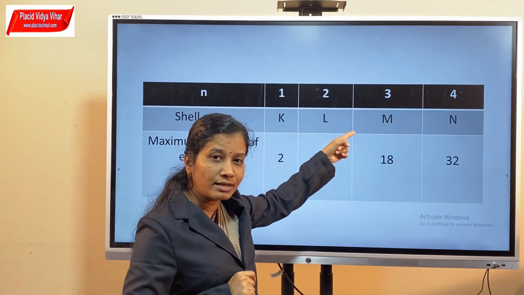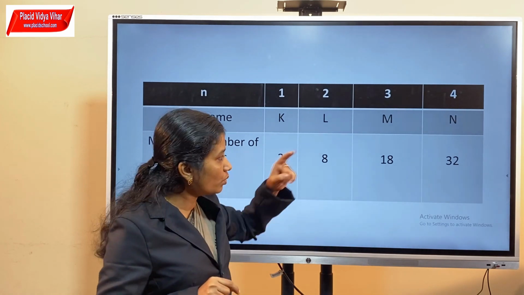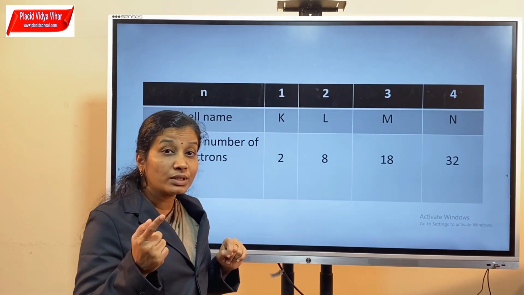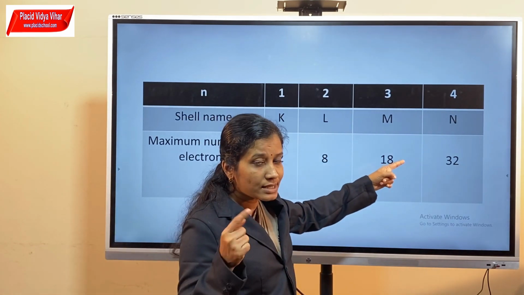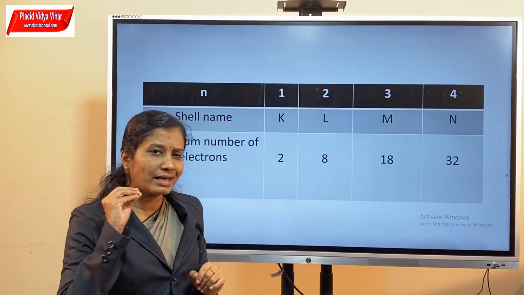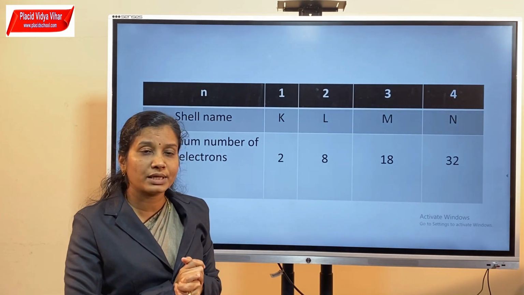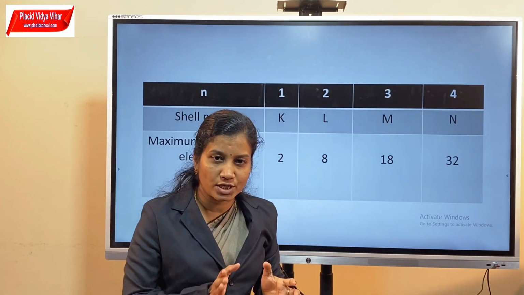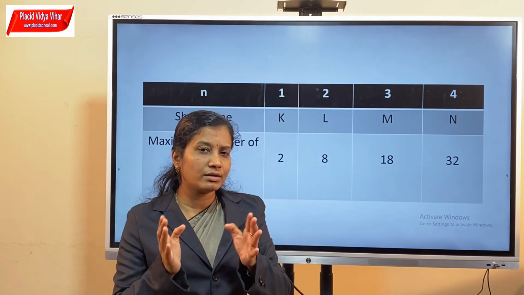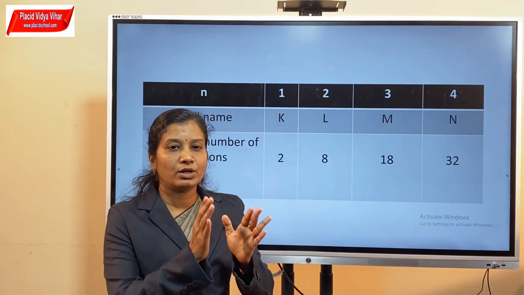Then the third shell, n is 3. So 3 square, 9. 9 into 2, 18. Then the fourth shell, 4 square, 16. 16 into 2, 32. So we can find out the maximum number of electrons by using that formula 2n square, where n represents the number of the shell. Okay, so orbit or shell represents the circular path around the nucleus, and the number of electrons can be found out by using 2n square.